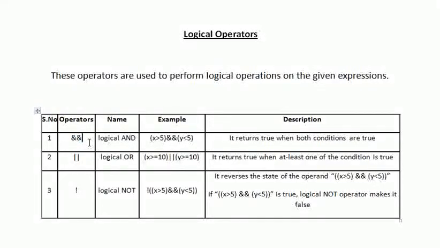One thing to keep in mind is that the ampersand sign is used 2 times, not a single time. Here is the example for this. First condition is if x greater than 5 and y less than 5. It will return true only when both these conditions are true.